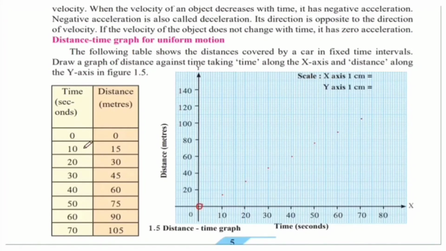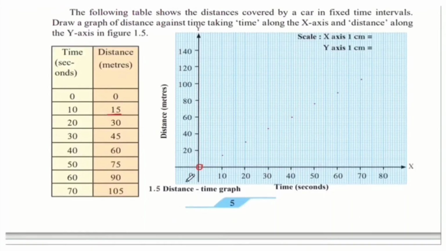Then when time is 10 seconds, so on this x-axis the time 10 seconds is there and distance is 15. So we have to join the lines between 10 and 15 on the x and y axis and make a dot. Similarly, we do it for all the values and you will get dots like this shown over here. When you join the dots, you will get a straight line. Therefore, it tells you that this is uniform motion.